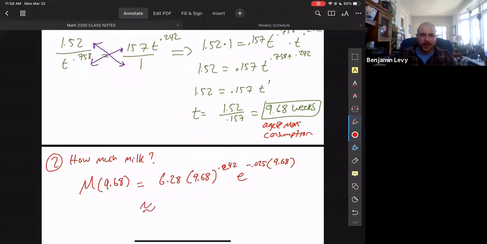Right, so that ends up being approximately, let's see, what did I write down? About 8.5 kilograms. So when calves are about 9.5 weeks old, they will drink 8.5 kilograms of milk a day. And that's a max. So they're kind of leading up to that day. So if you're a dairy farmer, at 10 weeks, you want to make sure you have the most milk available. And it'll be decreasing after that. I think I'm going to leave that one right there.